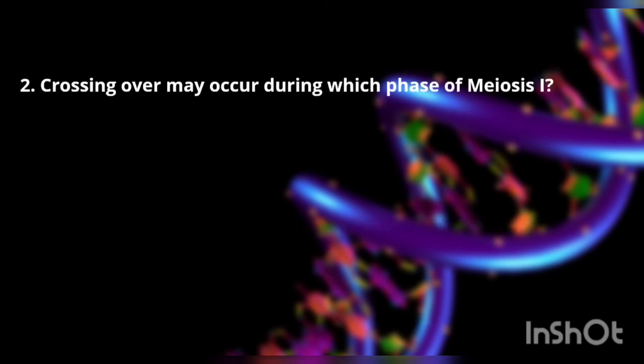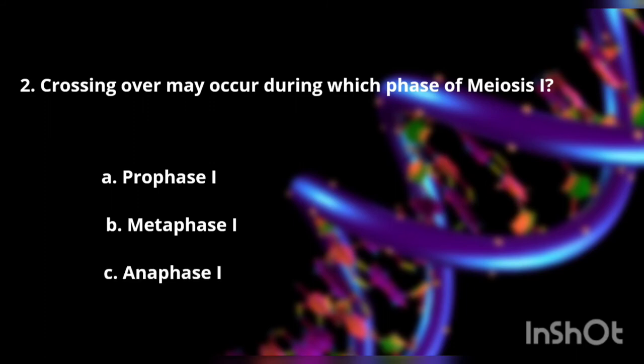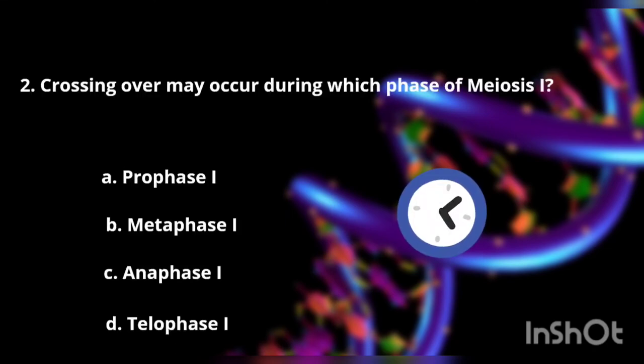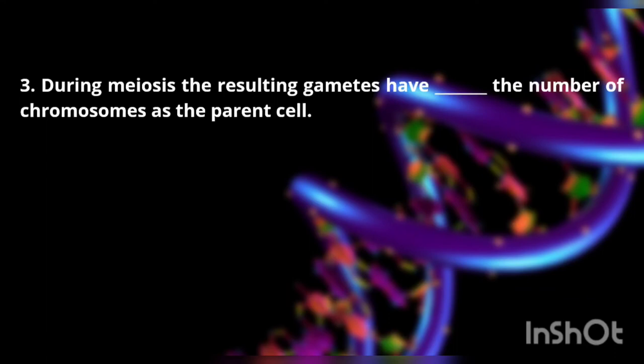Number 2. Crossing over may occur during which phase of meiosis 1? A. Prophase 1, B. Metaphase 1, C. Anaphase 1, D. Telophase 1. Number 3. During meiosis, the resulting gametes have blank the number of chromosomes as the parent cell. A. Double, B. Triple, C. Half, D. Equal.